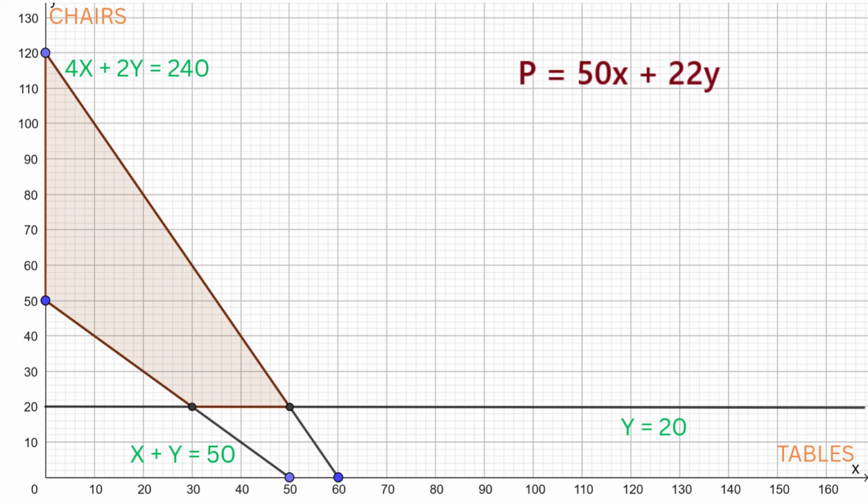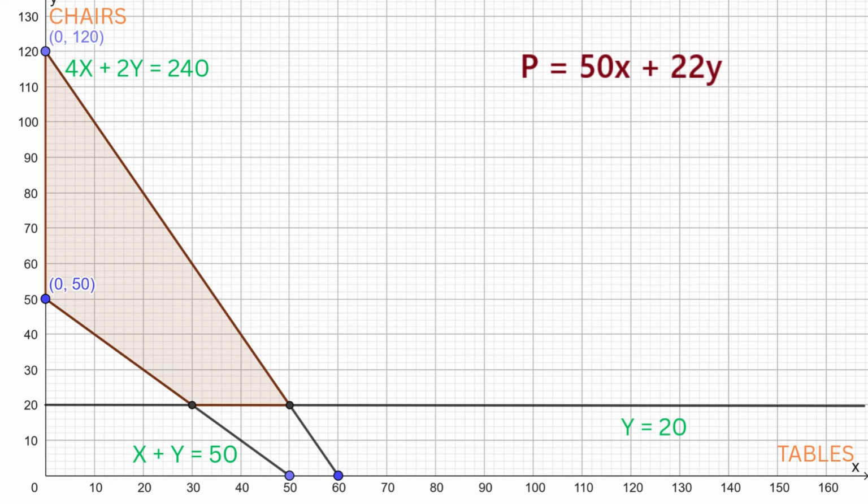Now, we test the corner points of this region in the profit function P equals 50x plus 22y. The point that gives the highest profit is our optimal solution. For the shape in the feasible region, the corner points are (50, 20), also (30, 20). We also have (0, 0), (50, 0), and (0, 120).